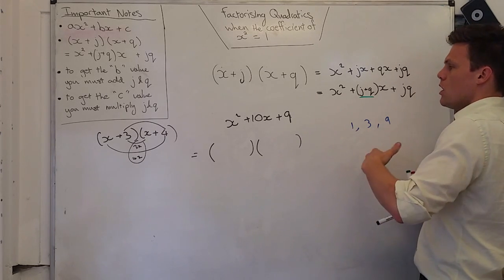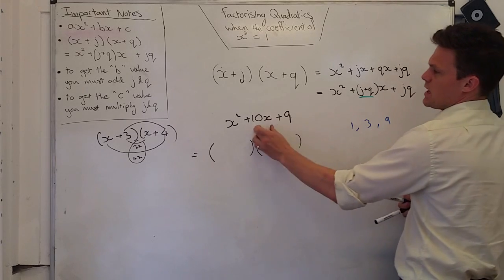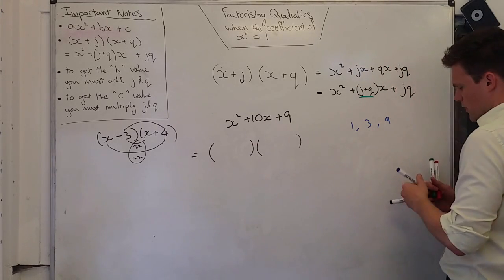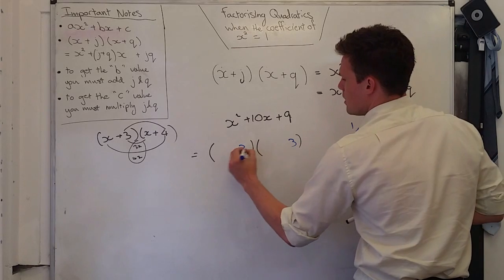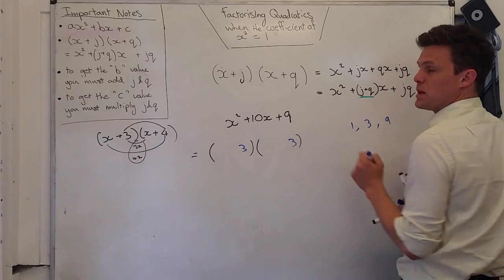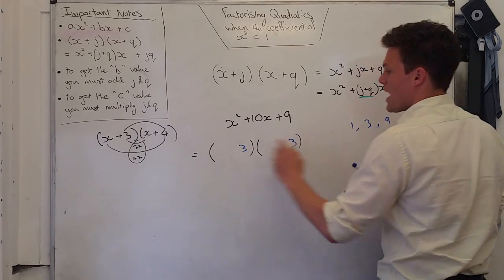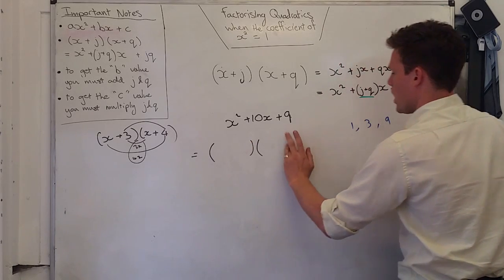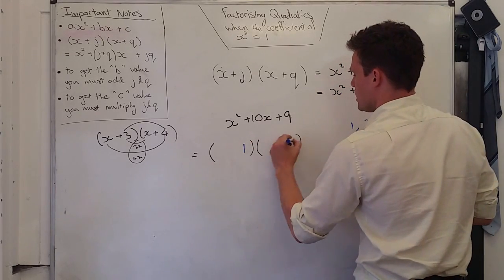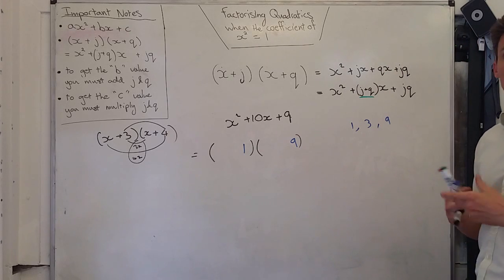I now need to think, the sum of these two numbers needs to get me 10. So obviously, if I put 3 in here, 3 plus 3 isn't going to give me 10, right? So I have to put in 1 and 9, because 1 plus 9 is going to give me 10.